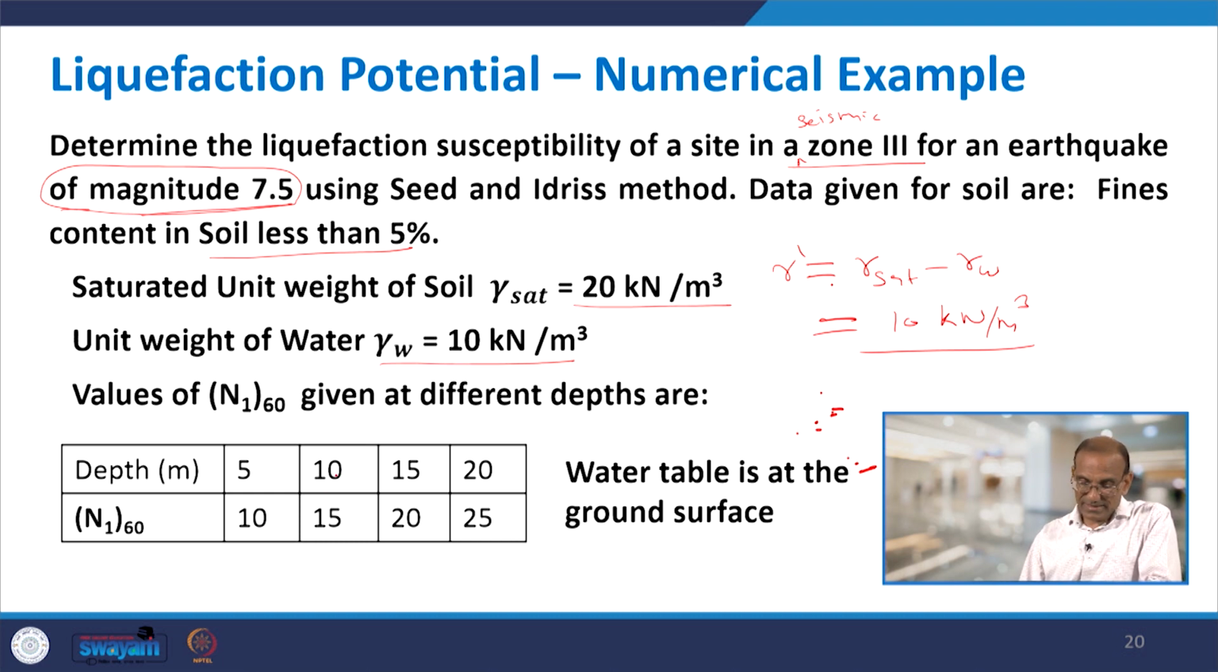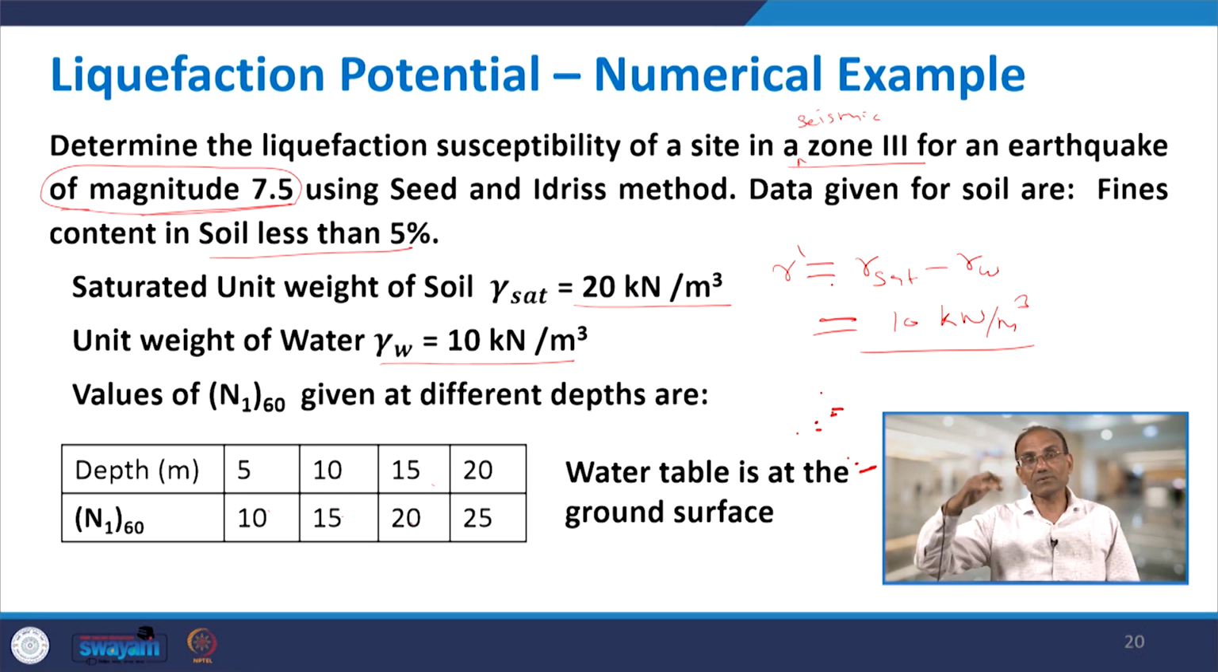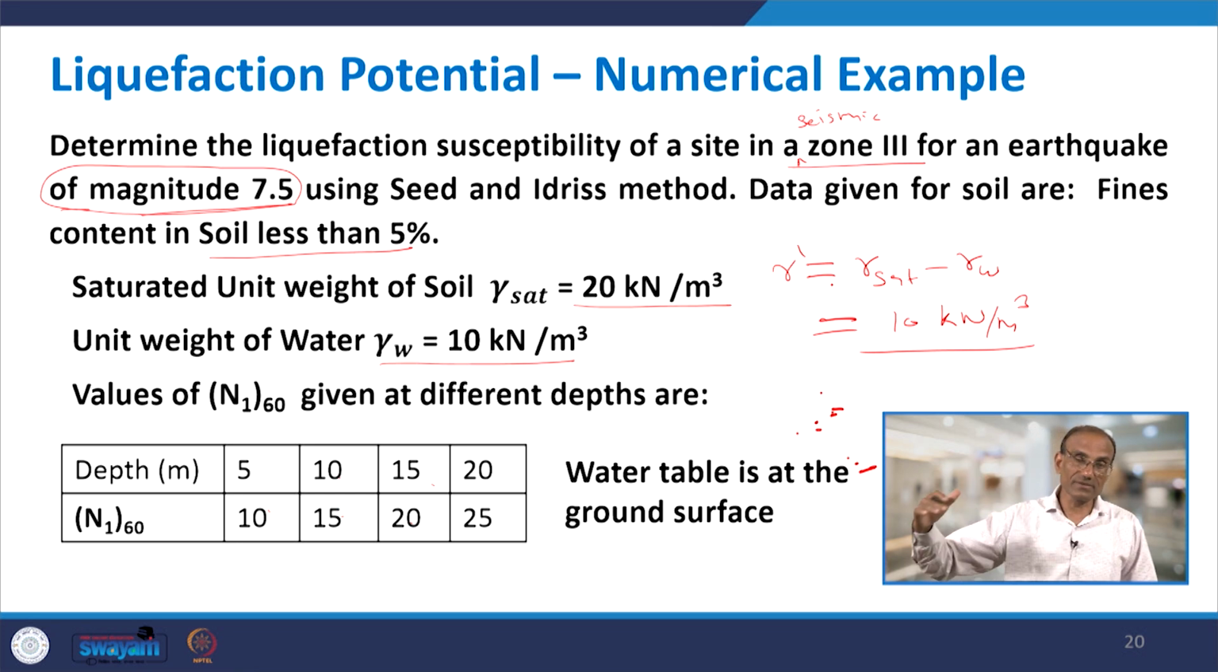For depths 5 meter, 10 meter, 20 meter, for simplicity in the calculation, N160 is here 10, 15, 20, 25. In actual conditions they do not increase like this, and the depth interval you select is lower. It is not that you take the data at 5 meter, 10 meter like this; rather you have data almost every meter or sometimes at 0.75 meter. Water table is at the ground surface.